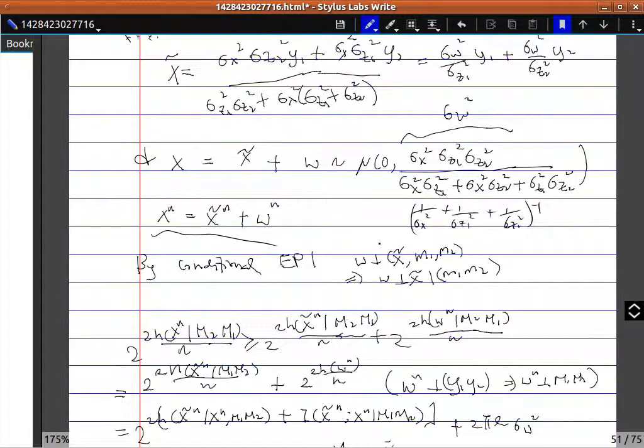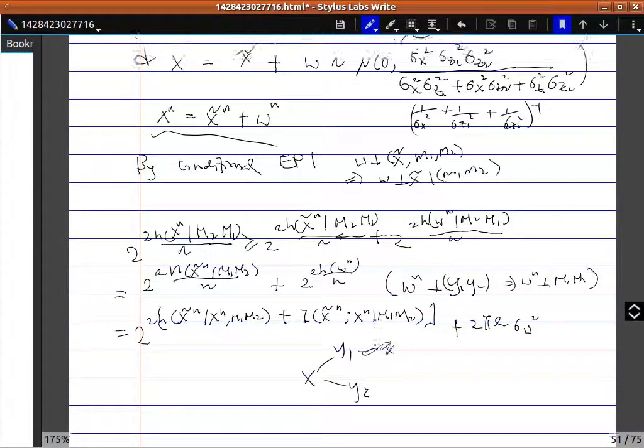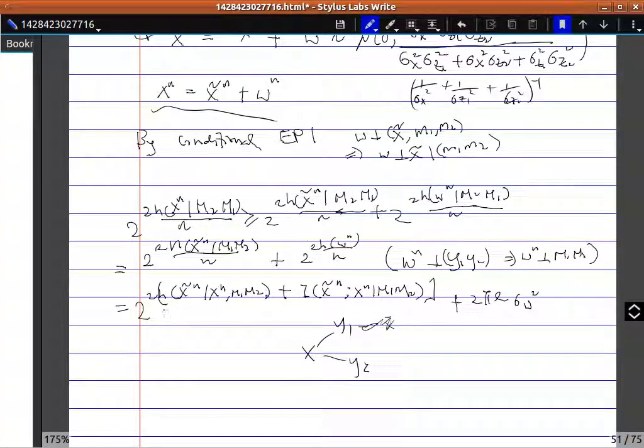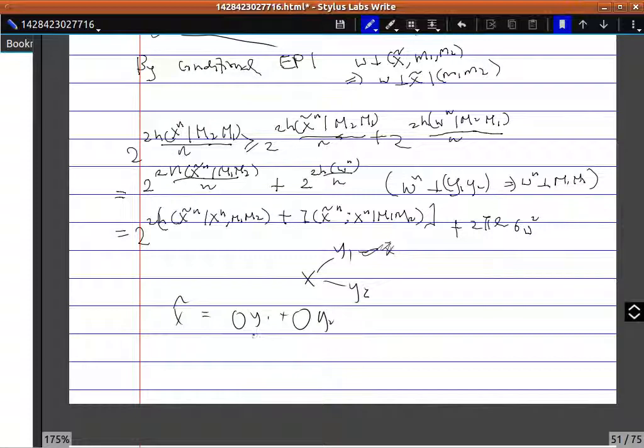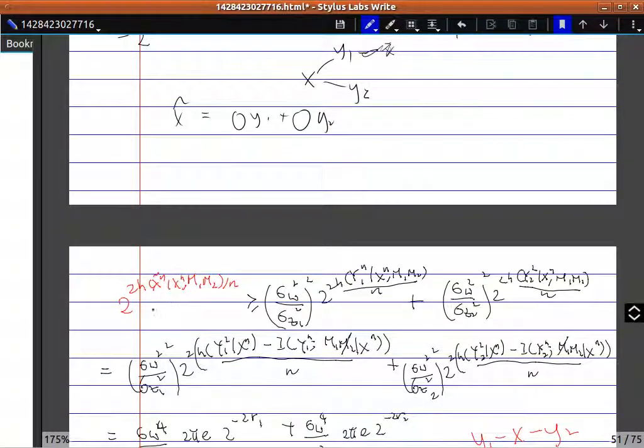Or actually, let's see, wait a sec. Oh, actually, I don't need to care about this x tilde here, but what I mean is, again, x tilde is a linear combination of y1 and y2 scaled by some constant here, and by the way, y1 and y2 are conditionally independent given x, so therefore we have the conditional entropy power inequality like this.